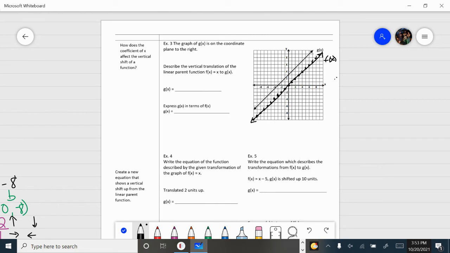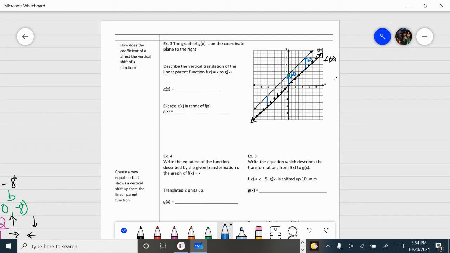All right. So then from our parent function to the new function, our new y-intercept is at 0, 3. So we could see that our line shifted up 3. And if we look at any of the other points on the line, we see that it shifted up 3.